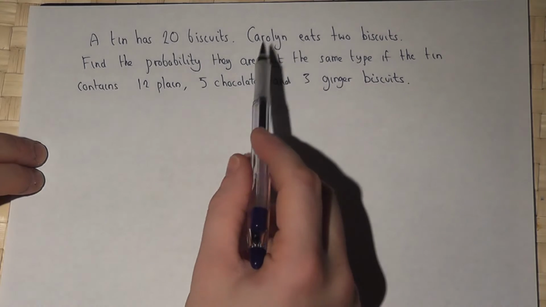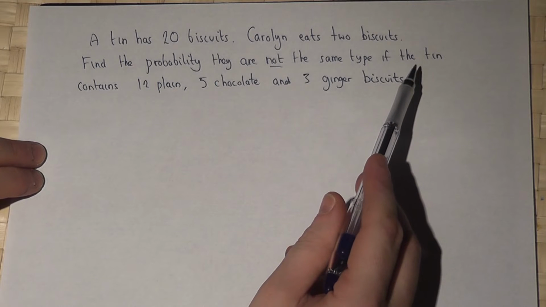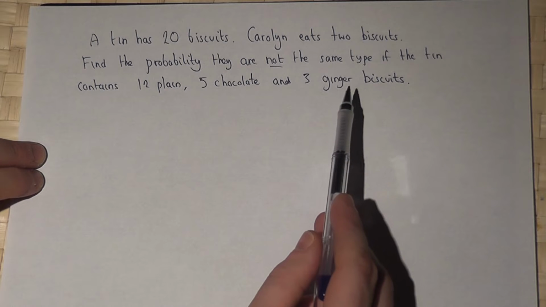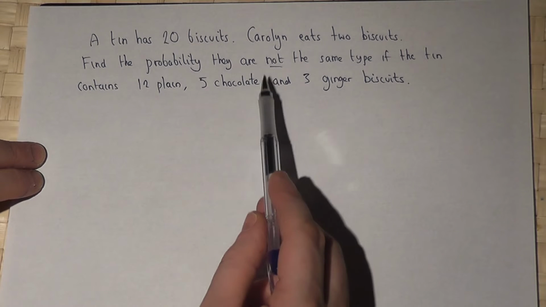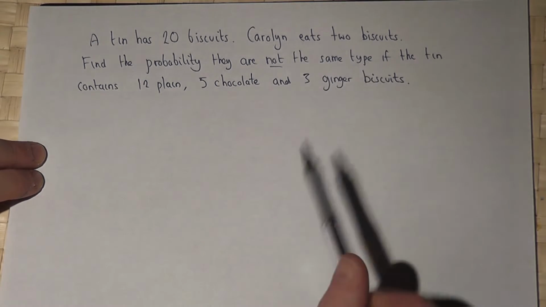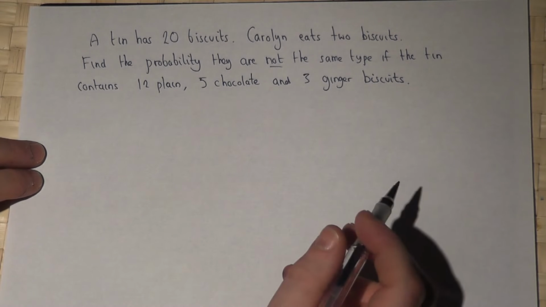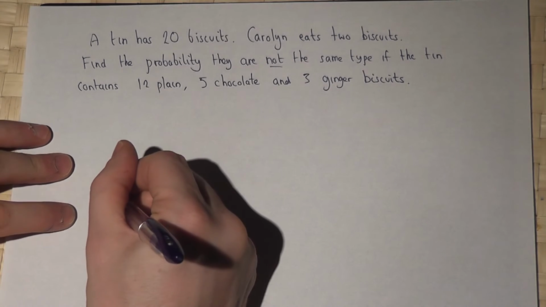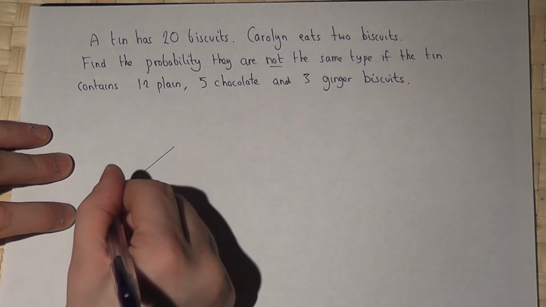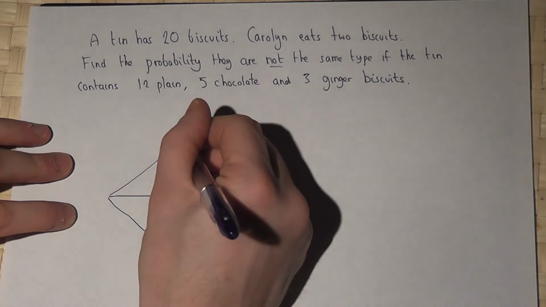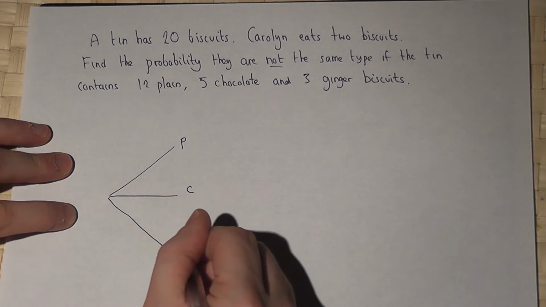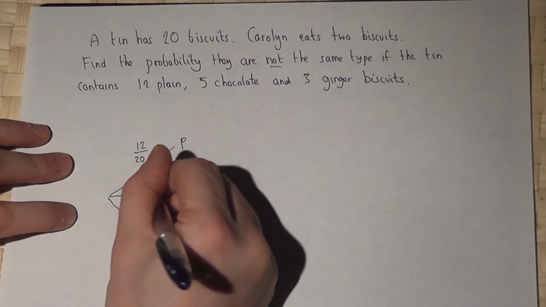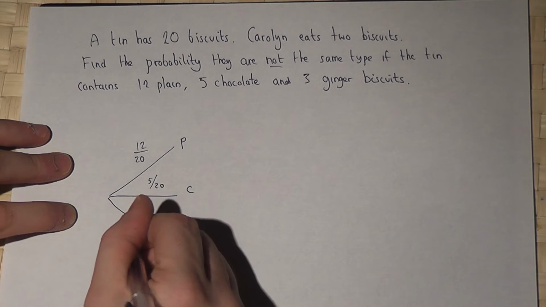In this problem, Carolyn eats 2 biscuits from a tin, and the tin contains 20 biscuits, 12 plain, 5 chocolate, and 3 ginger biscuits. And the question is, what's the chance that they're both not the same type? Now, there's lots of ways to solve this, but one of the simplest ways, if unsure, is to use a tree diagram. When she first takes a biscuit from the tin, it's either plain, chocolate, or ginger. Plain is 12 out of 20, chocolate is 5 out of 20, and ginger is 3 out of 20.